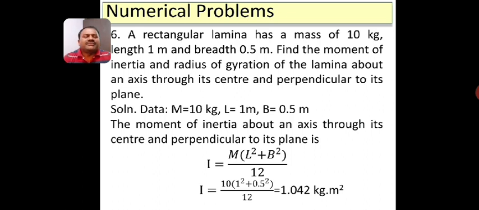Therefore, the moment of inertia about an axis through its center and perpendicular to its plane for an object like a rectangular lamina is given by m into L square plus B square, all divided by 12. Here m is 10, L is 1 meter and breadth B is 0.5 meter. Substitute that and simplify it, you will get the moment of inertia as 1.042 kg meter square. Here all the data is given in SI units, so the final answer will also be in SI units, 1.042 kg meter square.